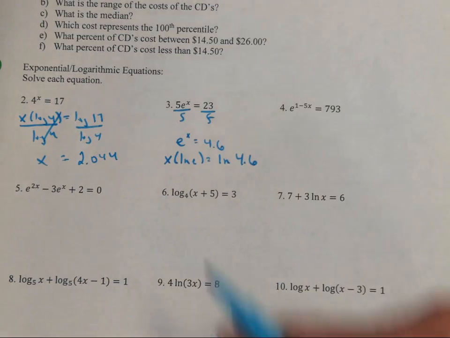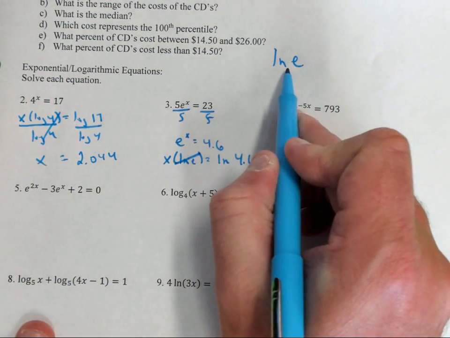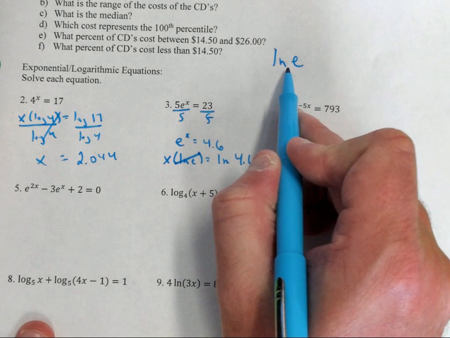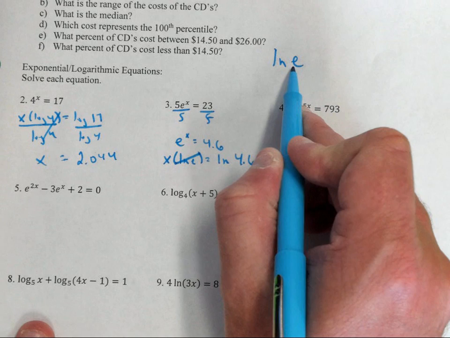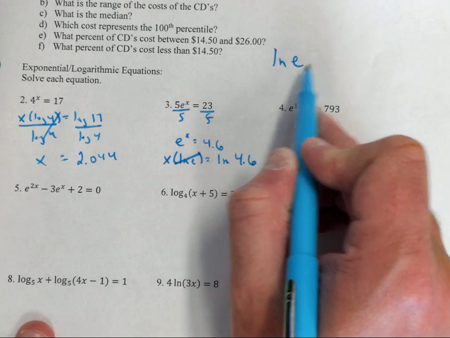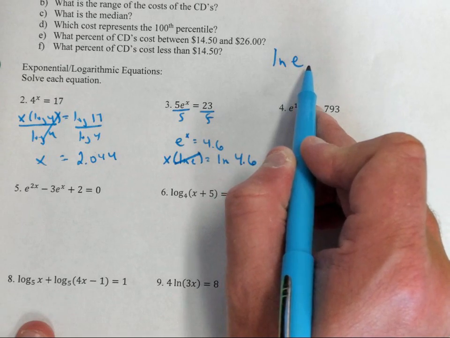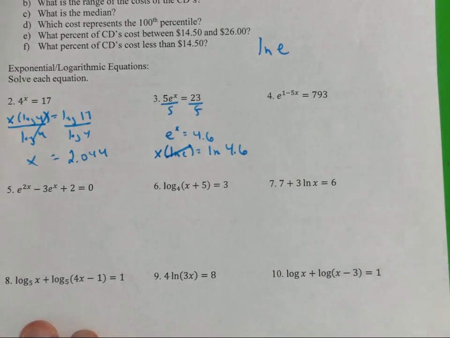And the reason for that is, let's review for a minute. If I have the natural log of e, what's the understood base here? E. E raised to what gives you e? 1, correct. That's why it's equal to 1. Do you understand that? Okay.